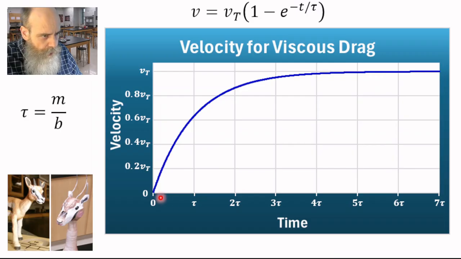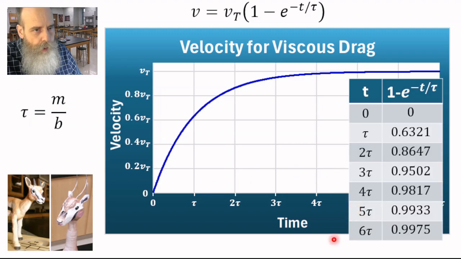It starts at 0, and it increases. As it increases, the slope of the tangent line becomes smaller and smaller. That means the acceleration is becoming smaller. Eventually, the slope becomes equal to 0 over here, and it moves at constant velocity, the terminal velocity. So after a time of about 5 tau, it has reached the terminal velocity.